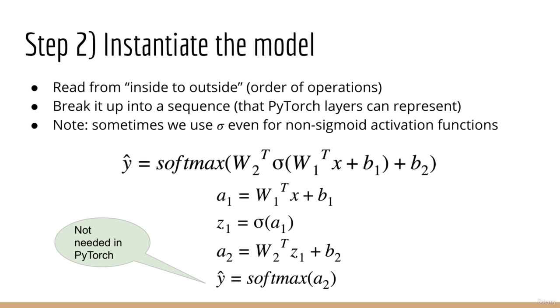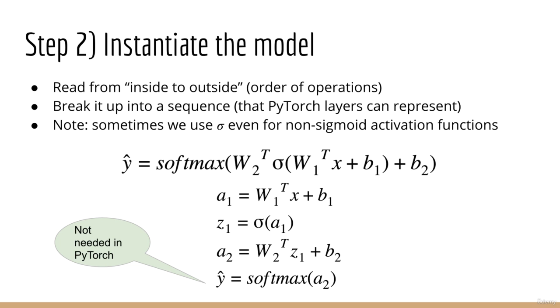Step number 2 is to instantiate the model. So first, let's start with the equation that represents how we get from the input to the output in our neural network. If we write it out all in one line, you can see that it follows the pattern inside to outside. That's just your basic order of operations for arithmetic. But we can split it up into intermediate variables so that we can see each step one at a time.